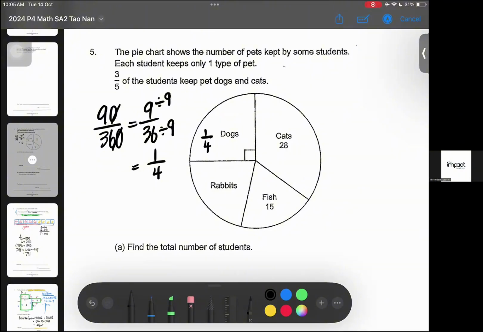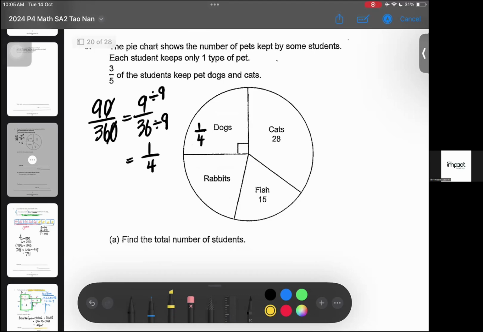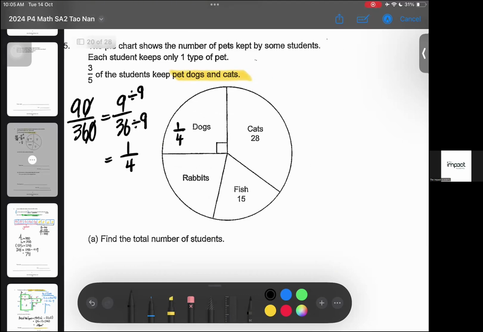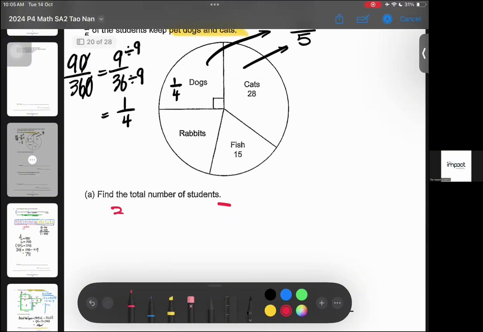Now, of course, what did the question say? The question says pet dogs and cats. Dogs and cats is 3/5. Does it make sense to you? So what we're going to do is 3/5 minus 1/4. When we do 3/5 minus 1/4, we get an answer of 7/20.